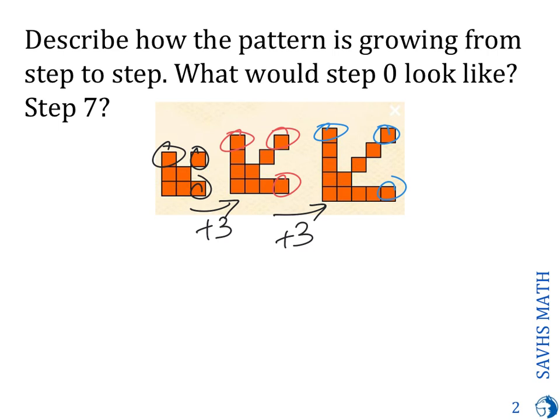I want to think about, well, what would step 0 look like? What if I went backwards from step 1 to step 0? Maybe that would look like just 4 orange boxes like that. I don't know what step 7 would look like, but maybe think about that for a second.